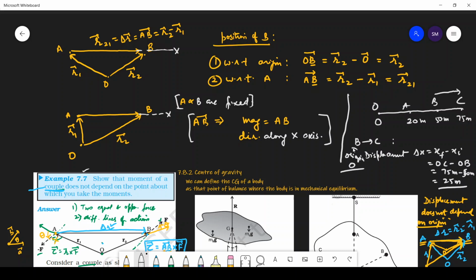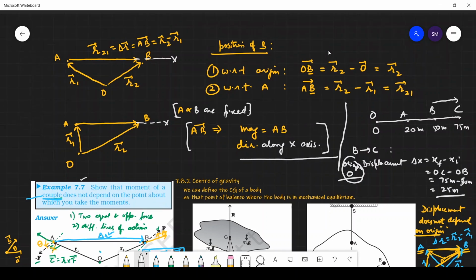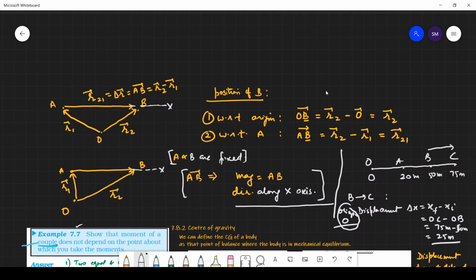You took O as origin. Now I am taking A as origin. Okay. Now tell me, delta x, here also it was BC, here also it is BC, this length is BC.